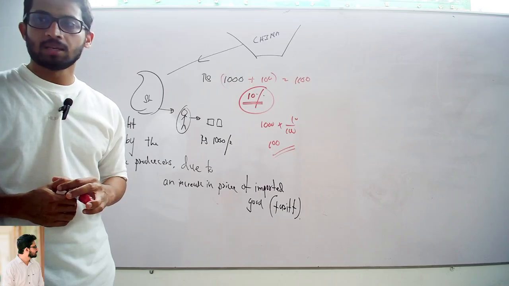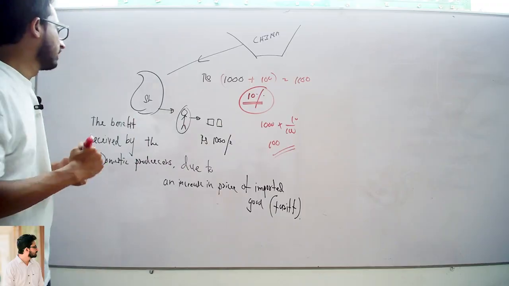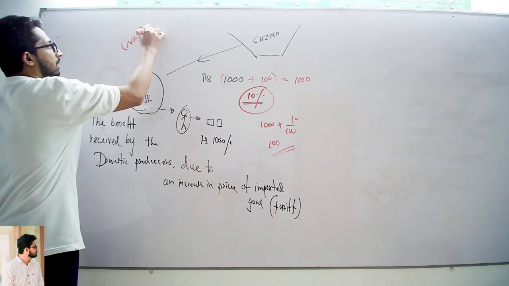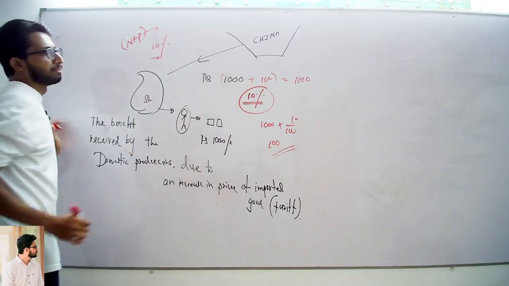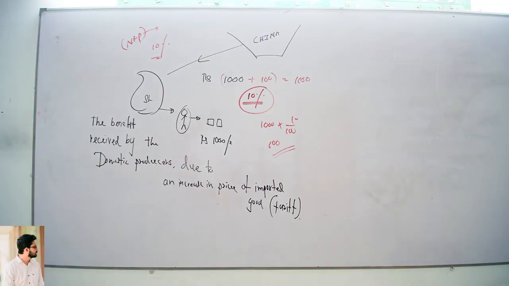Are you okay with this? There is nothing to calculate. Nominal rate of protection always equals the tariff rate imposed by the government. If the tax is 100 rupees per unit, then the price of the imported good will increase by 100 rupees. It means 10%, right? That is called the nominal rate of protection.